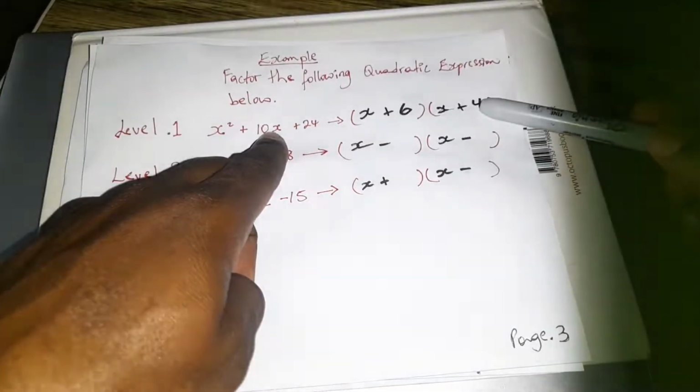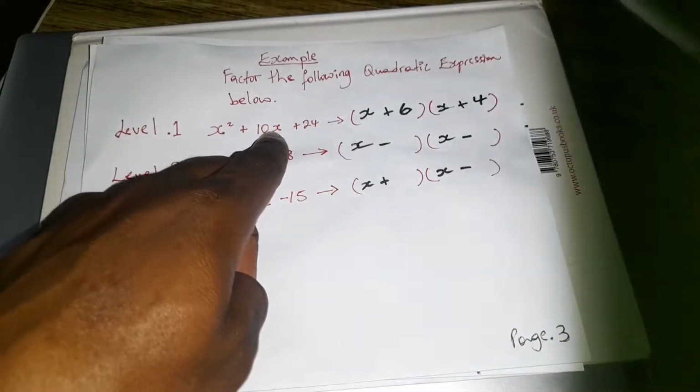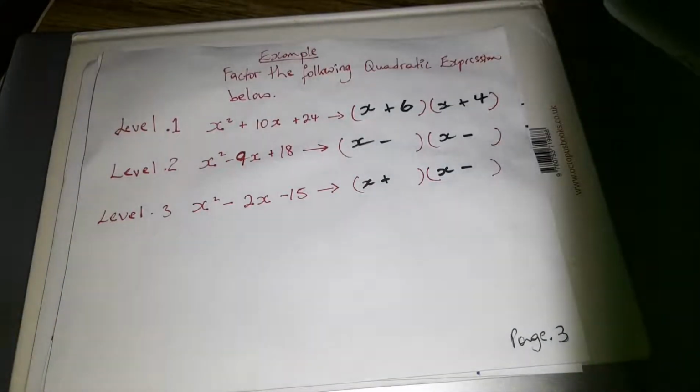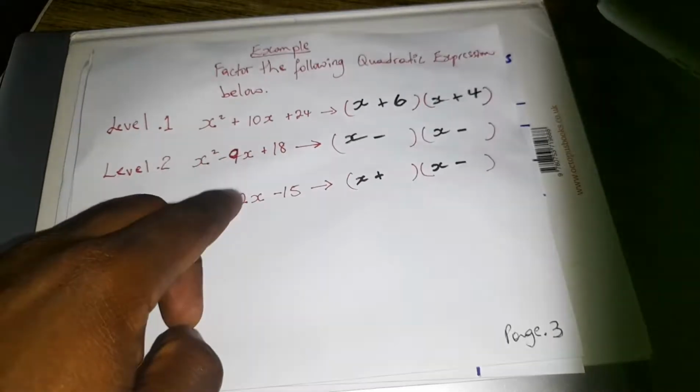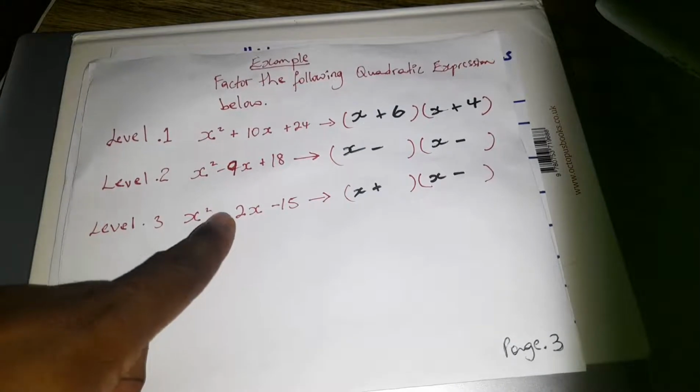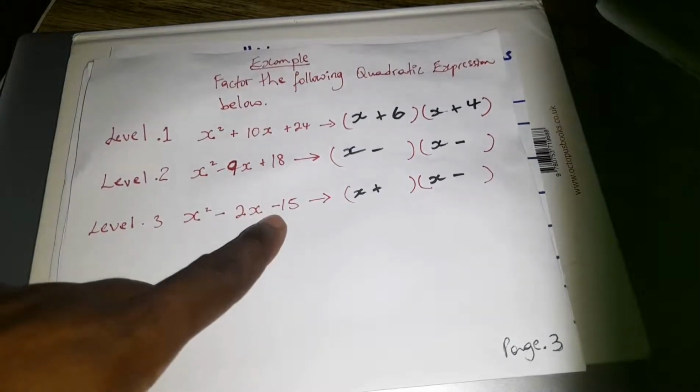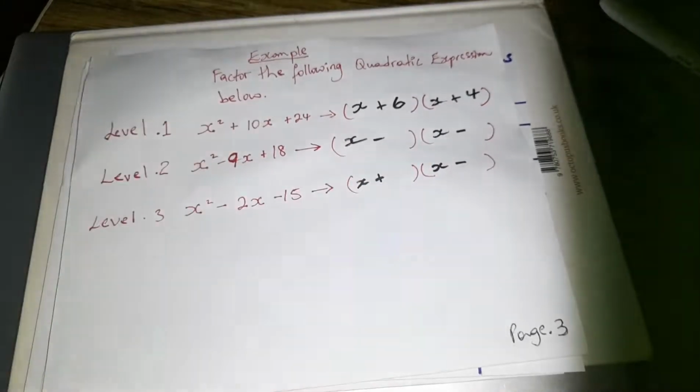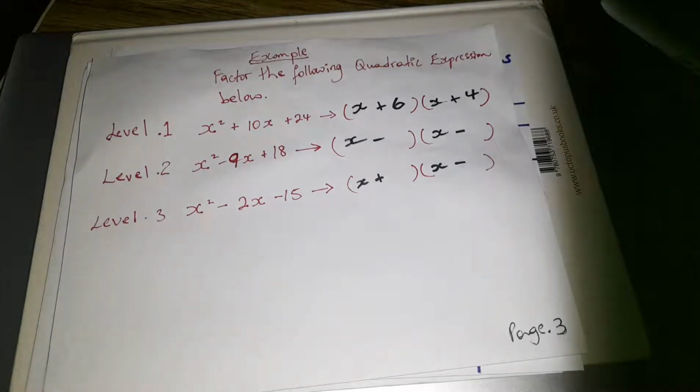6 times 4 is 24. When you add them, you get 10. Put them anywhere you want to put them. Now for this, once you identify it as level 2, you're supposed to end up with 2 minus. Once you identify it as level 3, that is where the b and the c terms are negative, you're supposed to end up with a plus or a minus. You're halfway through the answer.